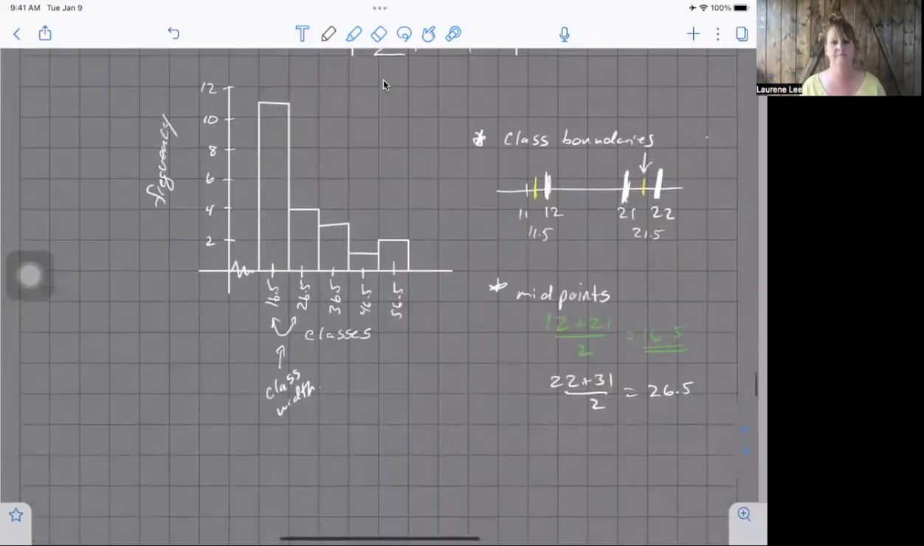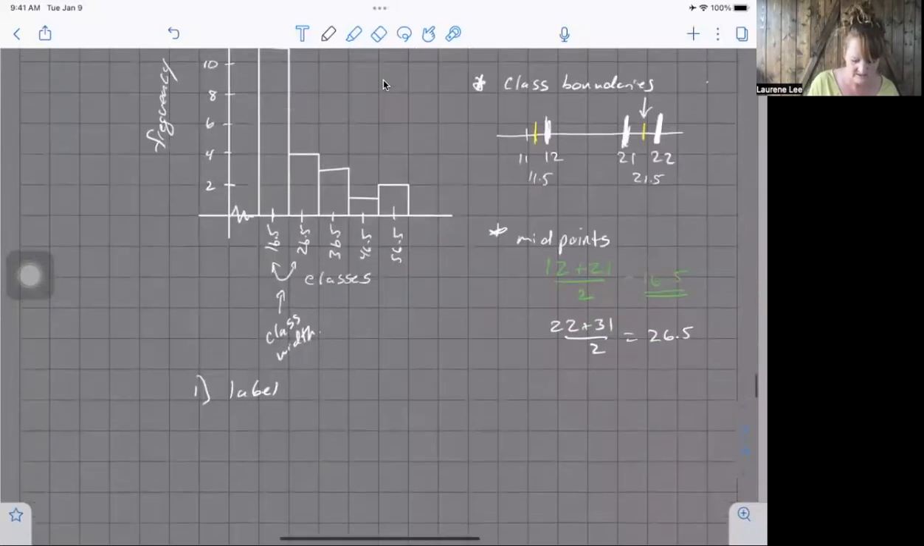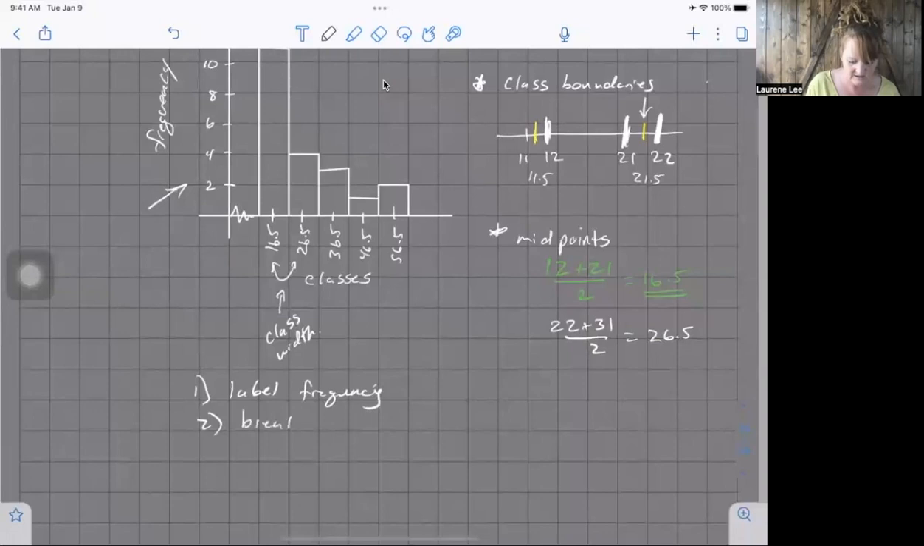And that's your histogram. So things that you need to remember. The first is that you need to label your frequency. So that's these numbers on the vertical axis. You need to put a break if class 1 doesn't start at 0, which usually it doesn't. So that's this piece right there.